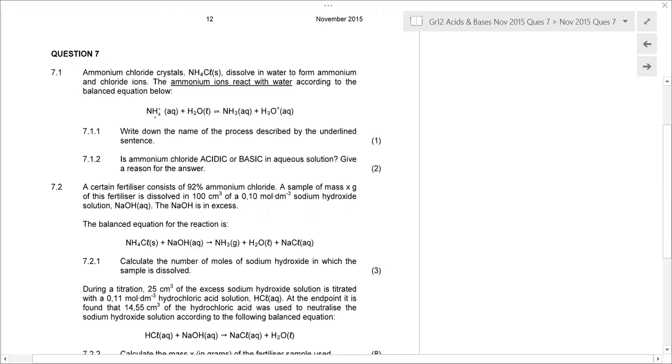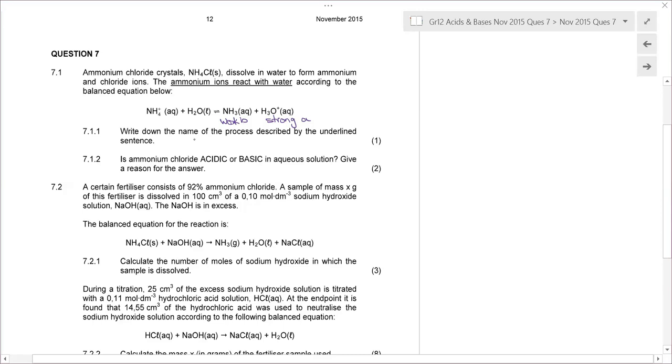So ammonium ions react with water to form ammonia, which is a weak base. You must just know that. That's a weak base. And hydronium ions form, and that is a very strong acid. Strong acids form high concentrations of hydronium ions. So a weak base and a strong acid is going to give you an acidic solution.